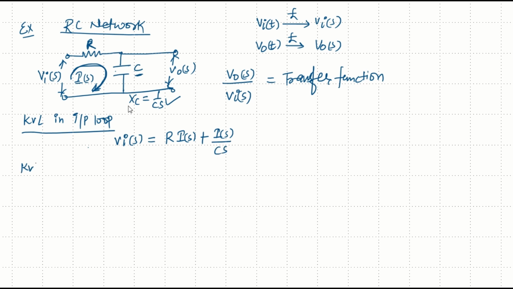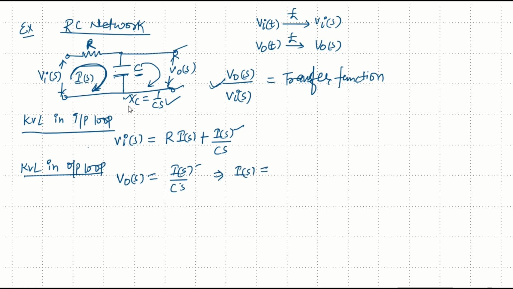Now, if we apply KVL in the output loop, this is the output loop, we get VOs, the voltage drop across these two terminals, equals the current multiplied by this impedance XC. So, this will be directly Is divided by Cs. Now, in order to get the transfer function, we need to eliminate Is from these two equations. So, I am calculating Is from this equation as VOs into Cs, and putting this value in the other equation.